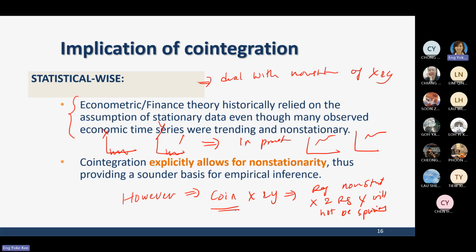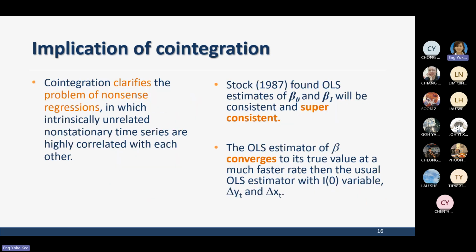So this is another benefit of having co-integration. It allows us to analyze non-stationary data. Okay, and of course, it clarifies the spurious regression problem. As long as there is a co-integration, long-run regression will not be spurious.